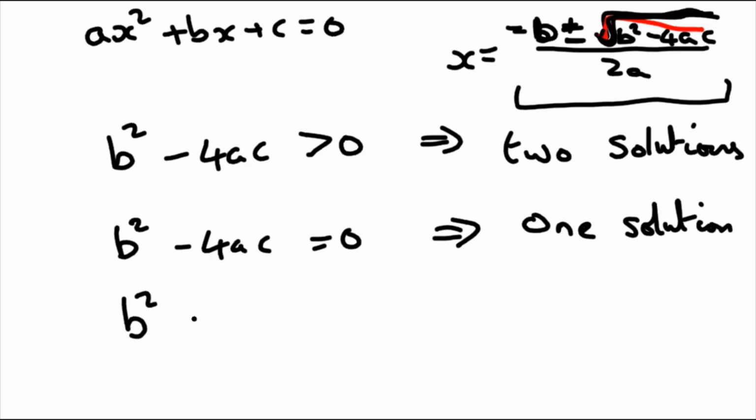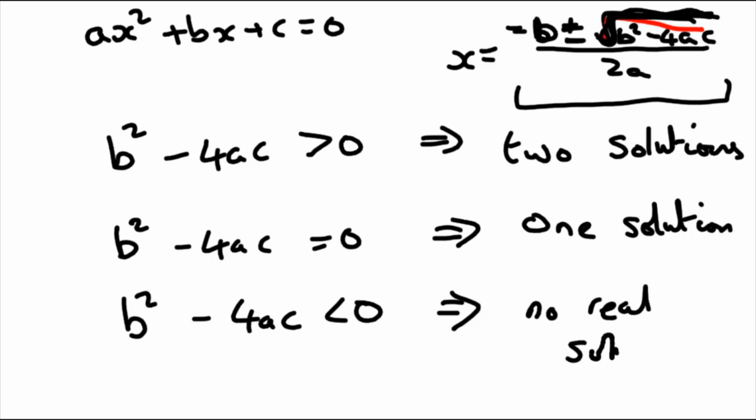Our third case is if this thing is less than 0. Well, if this is less than 0, the stuff in the square root will be negative. We can't do the square root of a negative using the normal maths that we've looked at so far. So what we can say is this has no real solutions. Now, if you go further with mathematics, you will talk about imaginary solutions. But for the moment, we'll just say it has no real solutions.